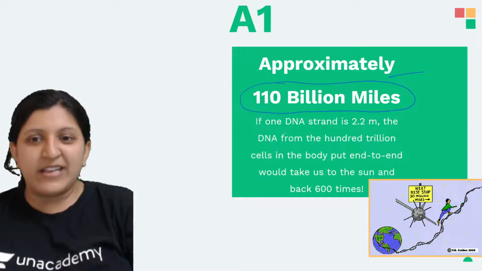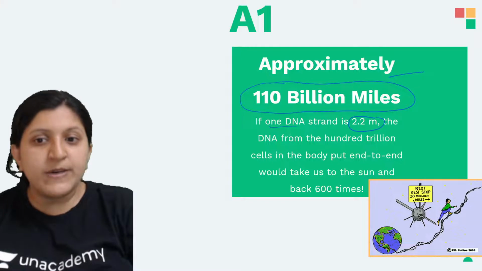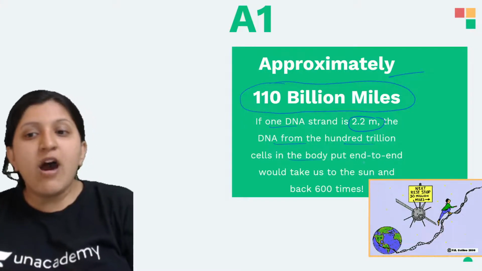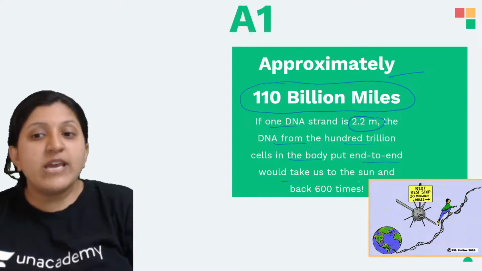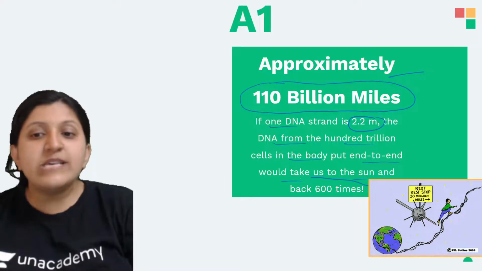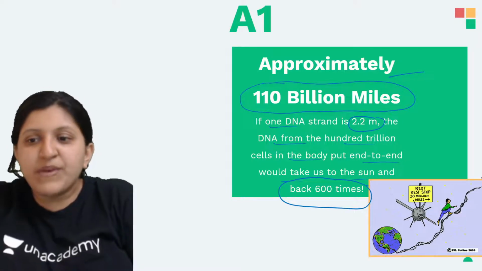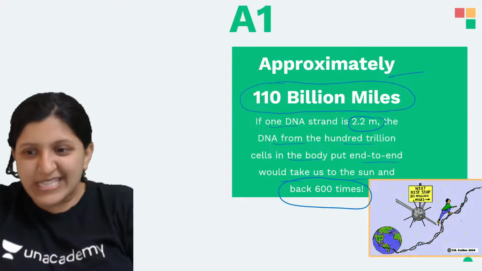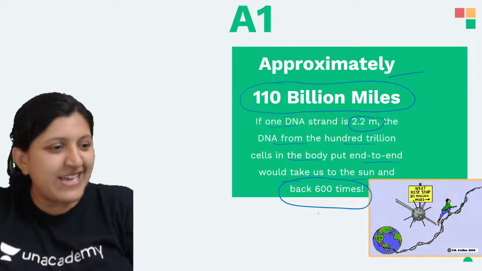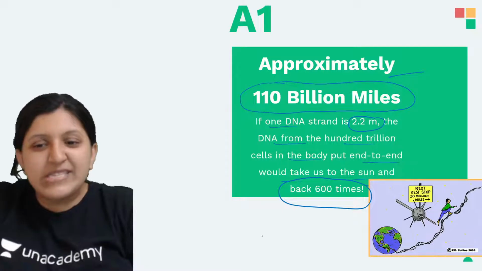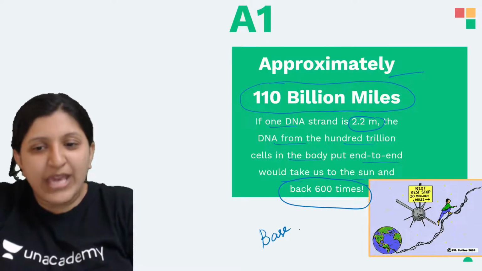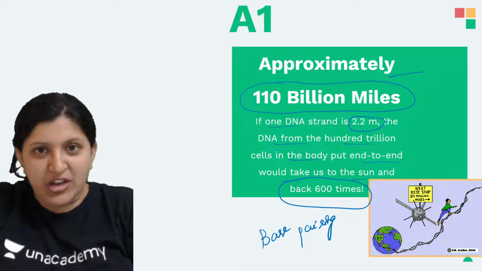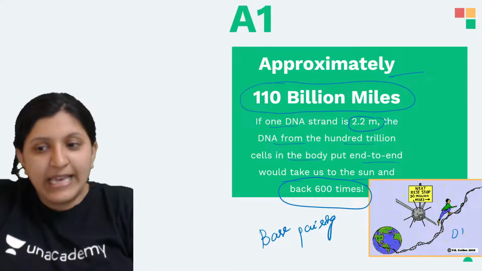If one DNA strand is about 2.2 meters, the DNA from the 100 trillion cells in the body, put end to end, would take us to the sun and back about 600 times. So you can see here, we are going to the sun with the DNA ladder. What is that DNA ladder? Because of the base pairing, it forms a ladder-like structure. That is the DNA itself.